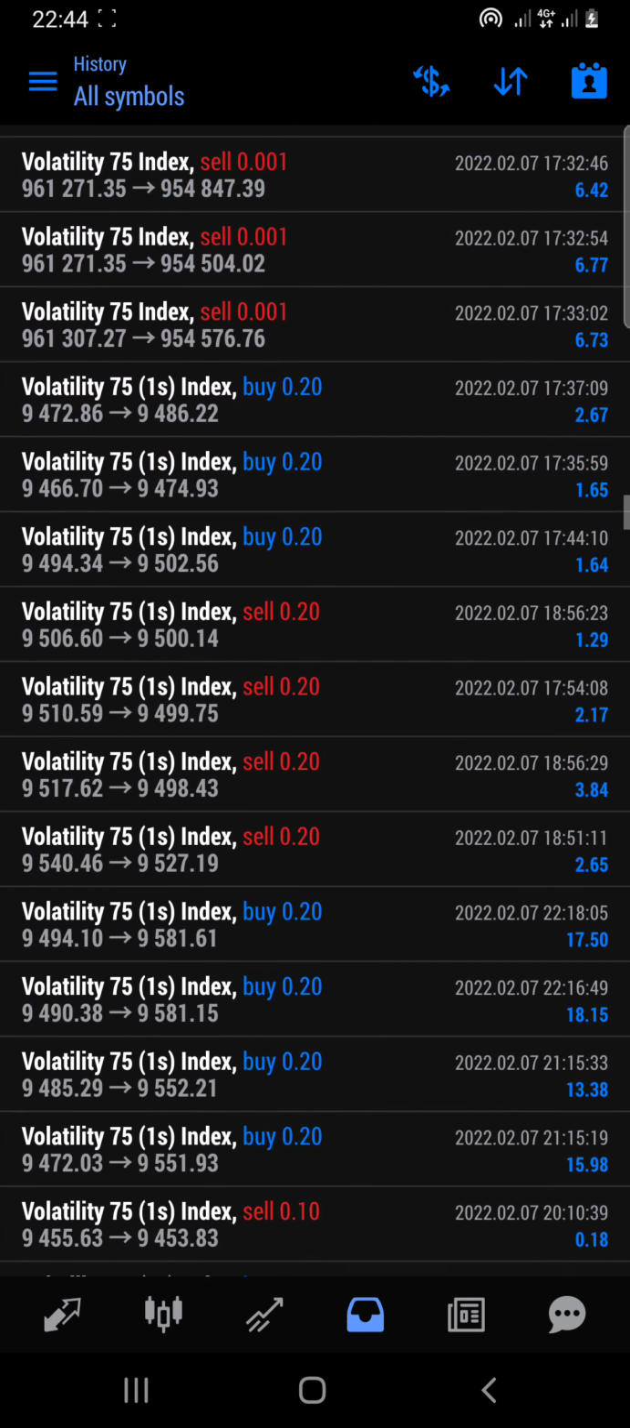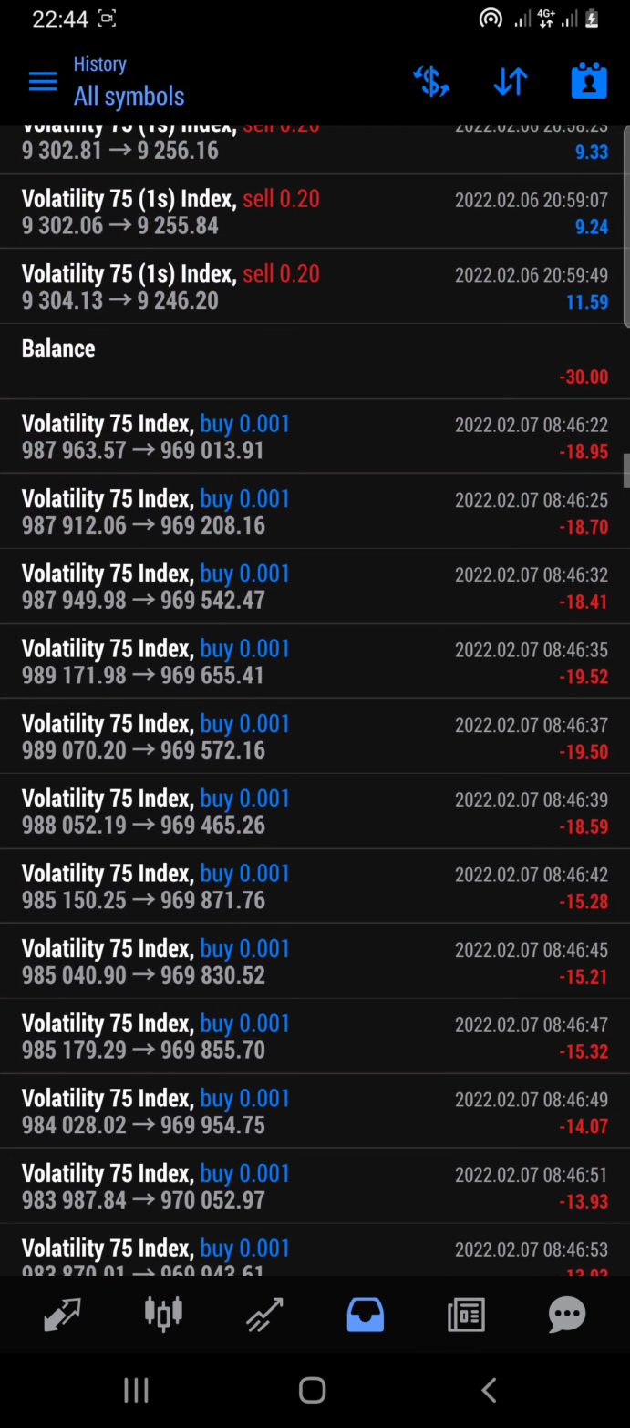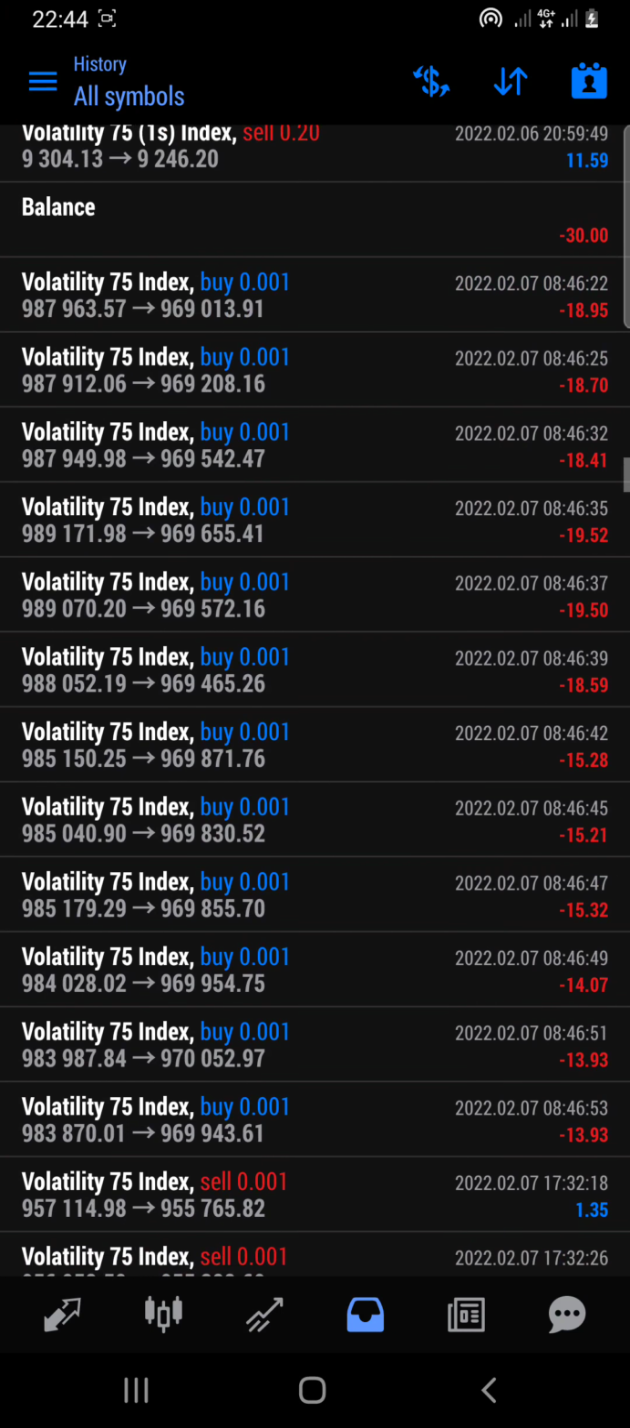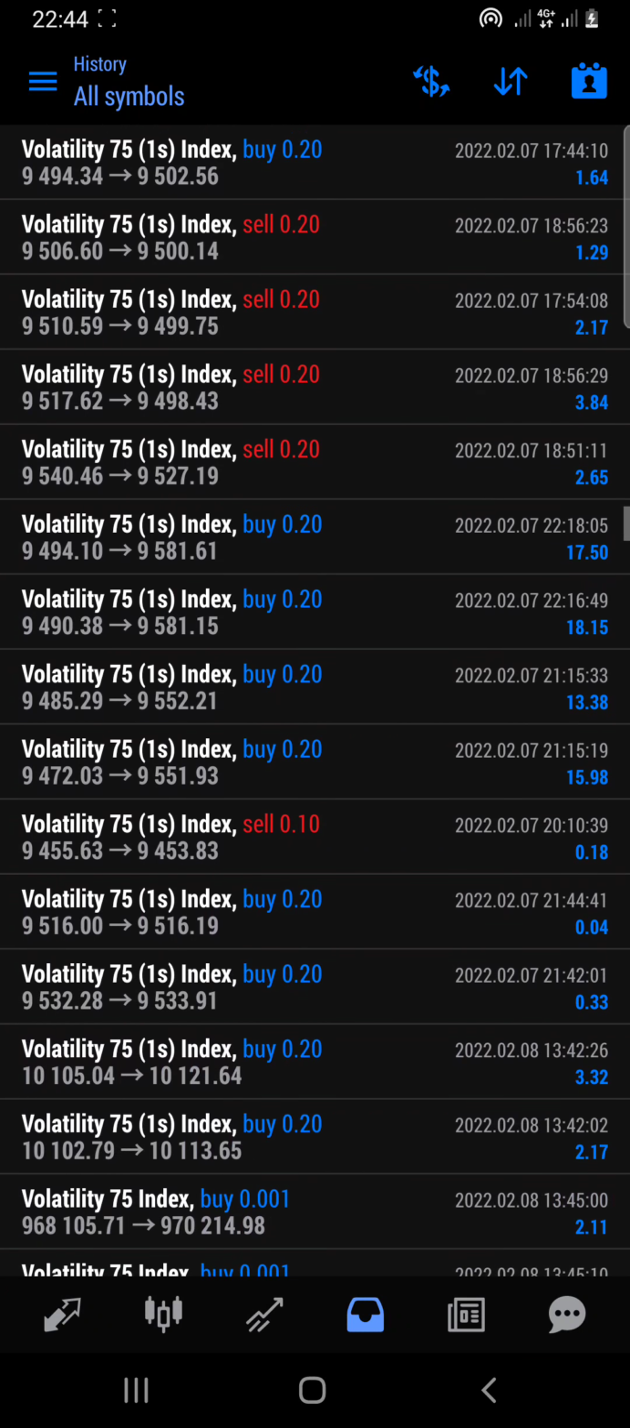Take note of the lot sizes I'm using. As you can see, this is actually the smallest lot size, to tell you how far this market went. I just had to close them in the losses. It wasn't reversing, so I had to close them.